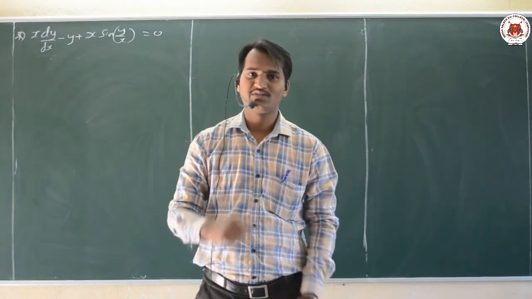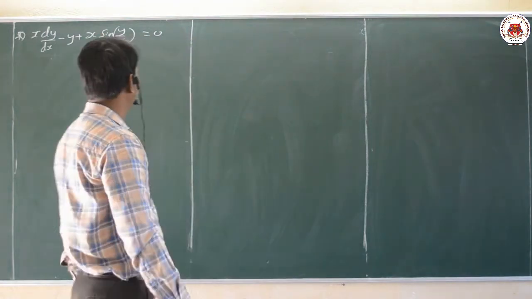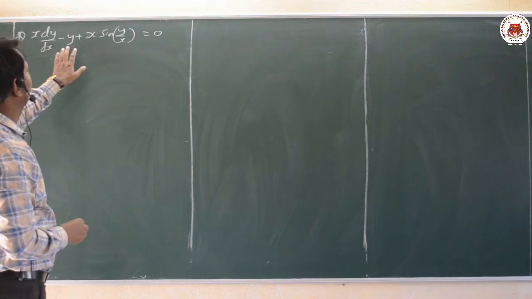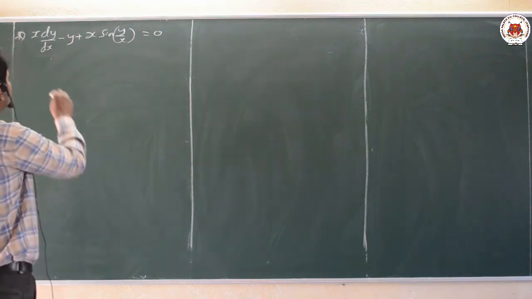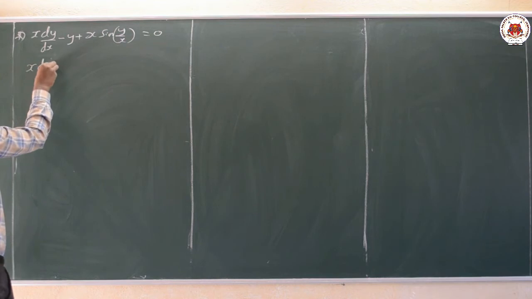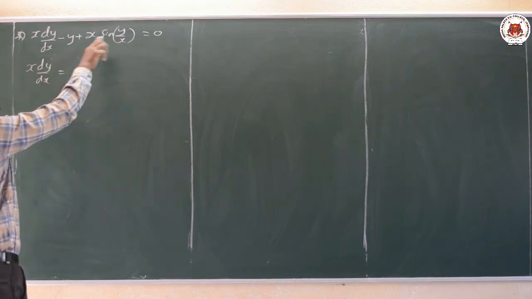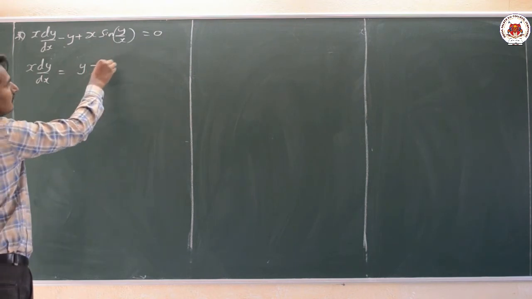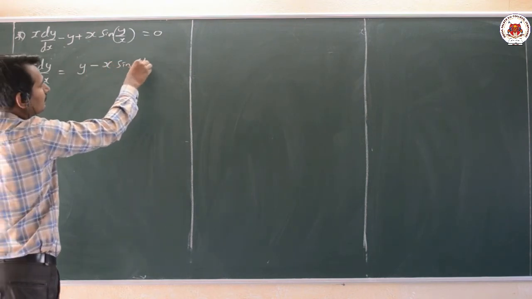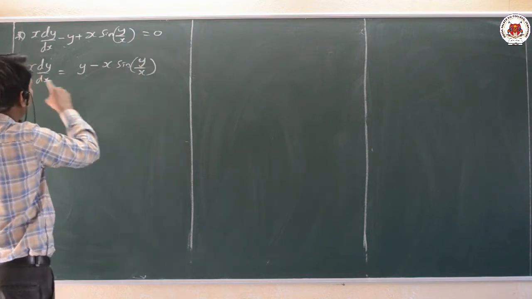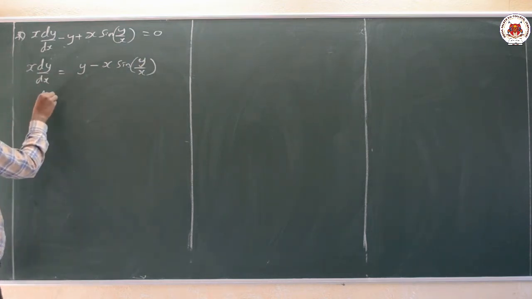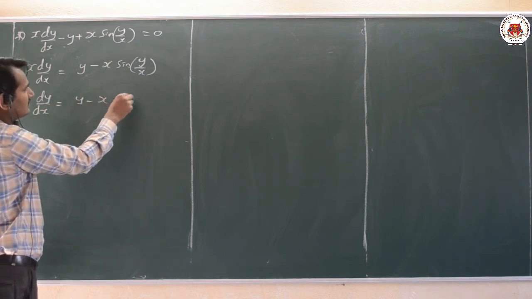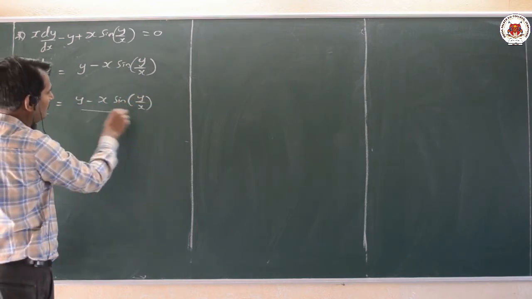Okay dear students, now let us move on to the next problem. Here in this next problem, what we have is x dy by dx minus y plus x sine of y by x. That is nothing but x dy by dx. This whole term I will take to the RHS, that means minus y becomes plus y, minus x into sine of y by x. Now this x I will divide, that is nothing but dy by dx equal to y minus x sine of y by x, whole divided by x.